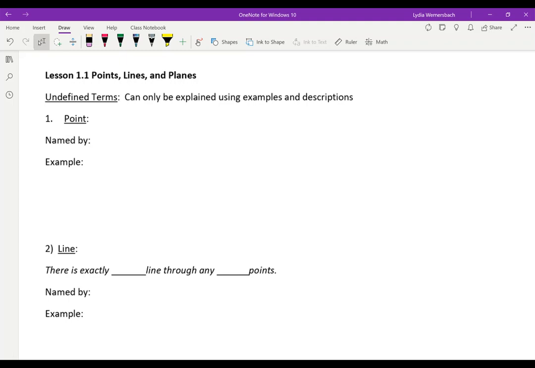So these are the basics of geometry. And so we have what we call undefined terms. These are terms that can only be explained using examples and description. So the first one we would consider is a point. A point is a location. It has no shape nor size. So when we draw a point, we're not physically talking about a point. We're talking about a location, a place.